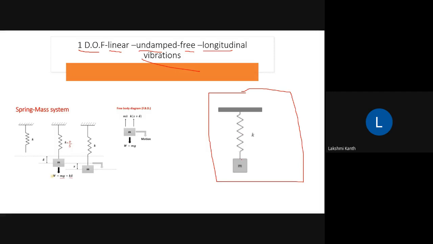Take this body. There is a spring and mass system. It satisfies all these conditions. It is a 1 degree of freedom system. In the sense, if you give a small possible displacement, with these as the references, it is in this vertical plane. And there is no type of motion in the horizontal, and there is no out of plane motion.